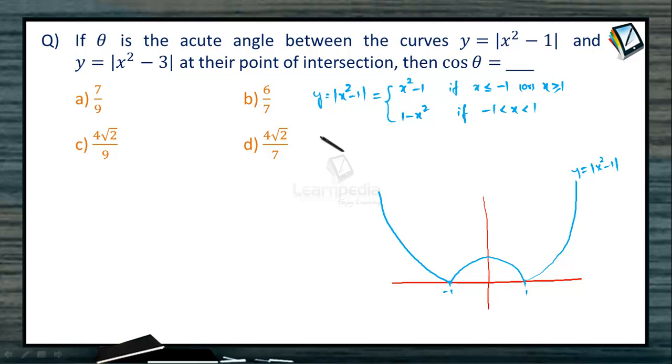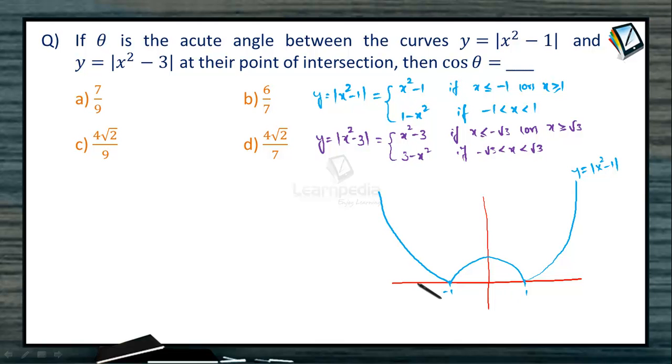Let's proceed the same way to identify the second function. y is modulus of x squared minus 3. Yes, this will change its character at minus root 3 and plus root 3. So how do we define this function? It is x squared minus 3 if the value of x is less than minus root 3 or x is greater than plus root 3, and between minus root 3 and root 3 the function is 3 minus x squared.